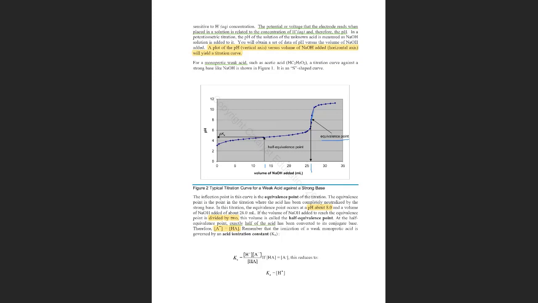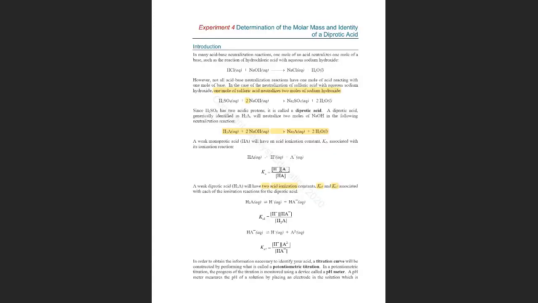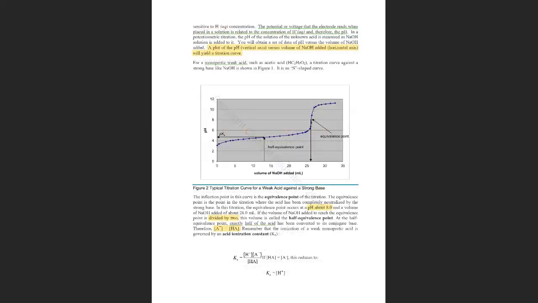It is very important because at that point, the concentration of the acid equals the concentration of the conjugate base. And if you look at the expression of the equilibrium constant, if the concentration of HA equals the concentration of the conjugate base, we end up with the Ka equals the concentration of protons. So that's how we are going to determine the Ka of the acid from the titration curve. Any questions so far?